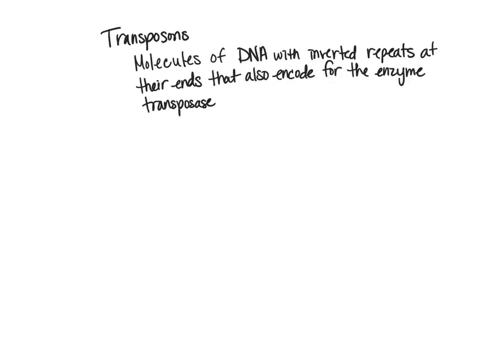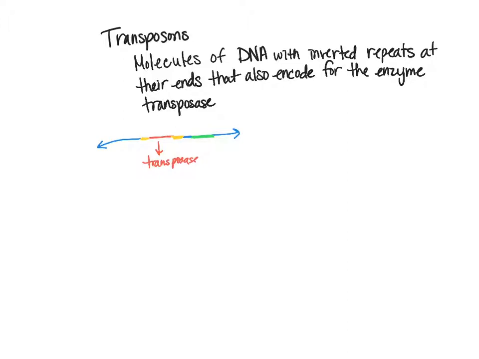So the last thing that we're going to talk about in this section are called transposons. And a transposon is a molecule of DNA with inverted repeats at the ends that also encode for the enzyme transposase. So if we take a look at what we're talking about here, we have the DNA, which keeps going this way, and the DNA, which keeps going this way. We're going to put a gene in here, and then also we're going to put in our transposon. So our transposon has the enzyme in here. This is the enzyme for transposase. And then on both ends, we have these inverted repeat regions. So these inverted repeat sequences are going to kind of match up with each other.